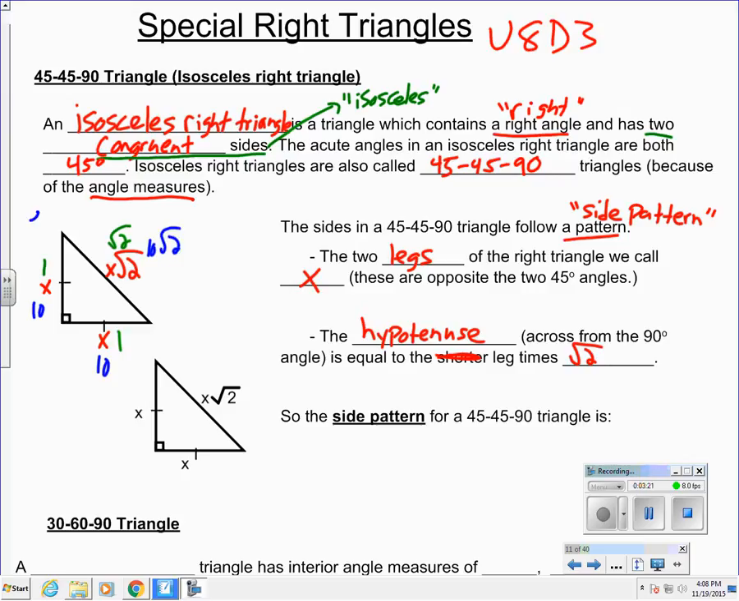So these are just examples. If we saw the hypotenuse was 50 square root 2, that would mean each of the legs was 50. They're always going to follow the same pattern. Even if it's a bigger or smaller triangle, it will always follow this side pattern.